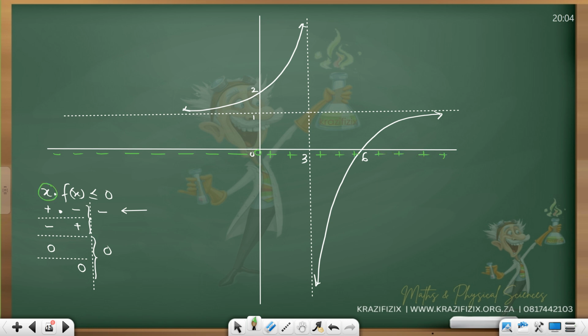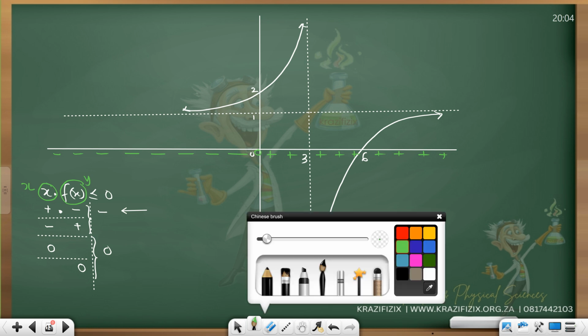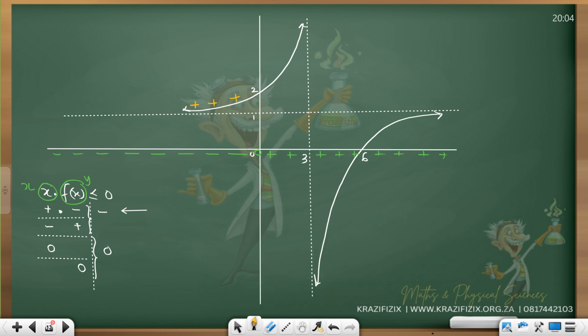So that's just x. But f of x is y. So I'll go back to my graph. Let me use the yellow. Graph of y. This one is above the x-axis across here, so all of these are positive. They are above the x. Here it is below the x, so it's negative, negative, negative, negative. But it's a 0 here and then becomes positive across. That is my f of x, which is y.